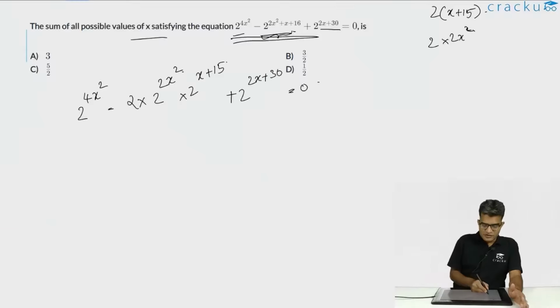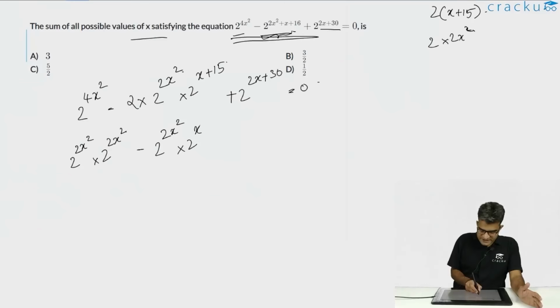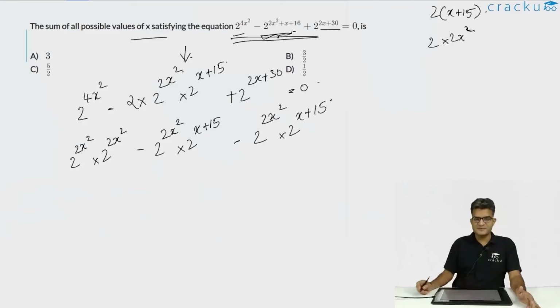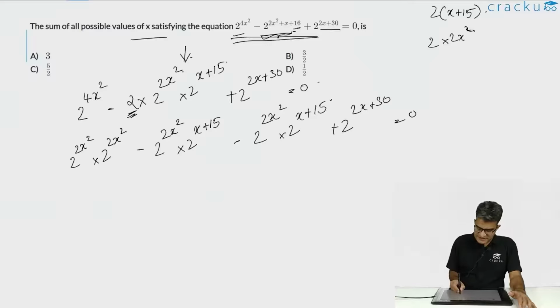2 to the power 4x square is basically 2 to the power 2x square into 2 to the power 2x square. That is the value of 2 to the power 4x square minus 2 to the power 2x square into 2 to the power x plus 15 minus 2 to the power 2x square into 2 to the power x plus 15. We have just written this number twice because we have 2 times that. Notice that this is x plus 16, which we have written, we have brought in 1 2 out of the exponent, plus 2 to the power 2x plus 30. This is equal to 0.